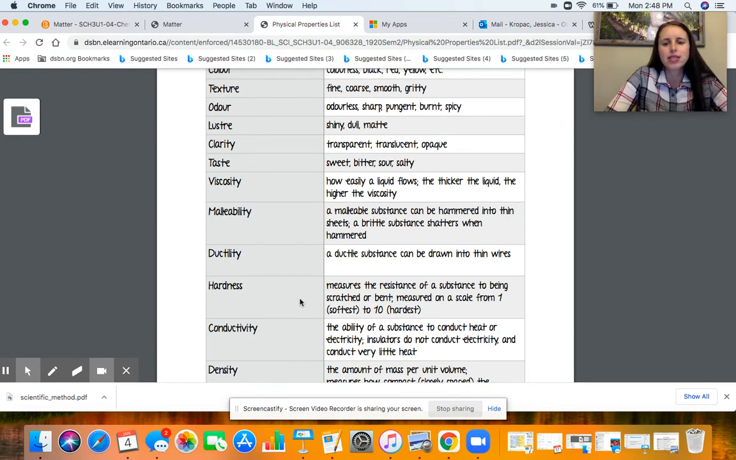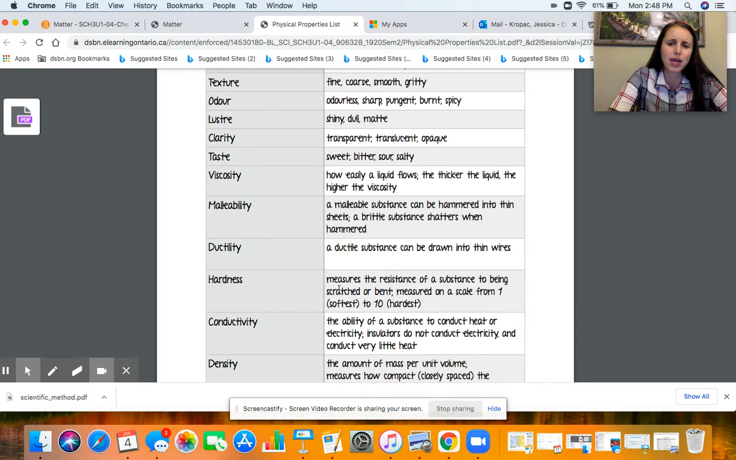Hardness is the resistance of a substance from being scratched. So in real chemistry, we have a 1 to 10 scale, 10 being something that's really hard, 1 being something that's really soft. In this class, I just recommend that you either tell me something is hard or something is not hard. So if you can touch a substance and it doesn't really move at all, it's got a high hardness.